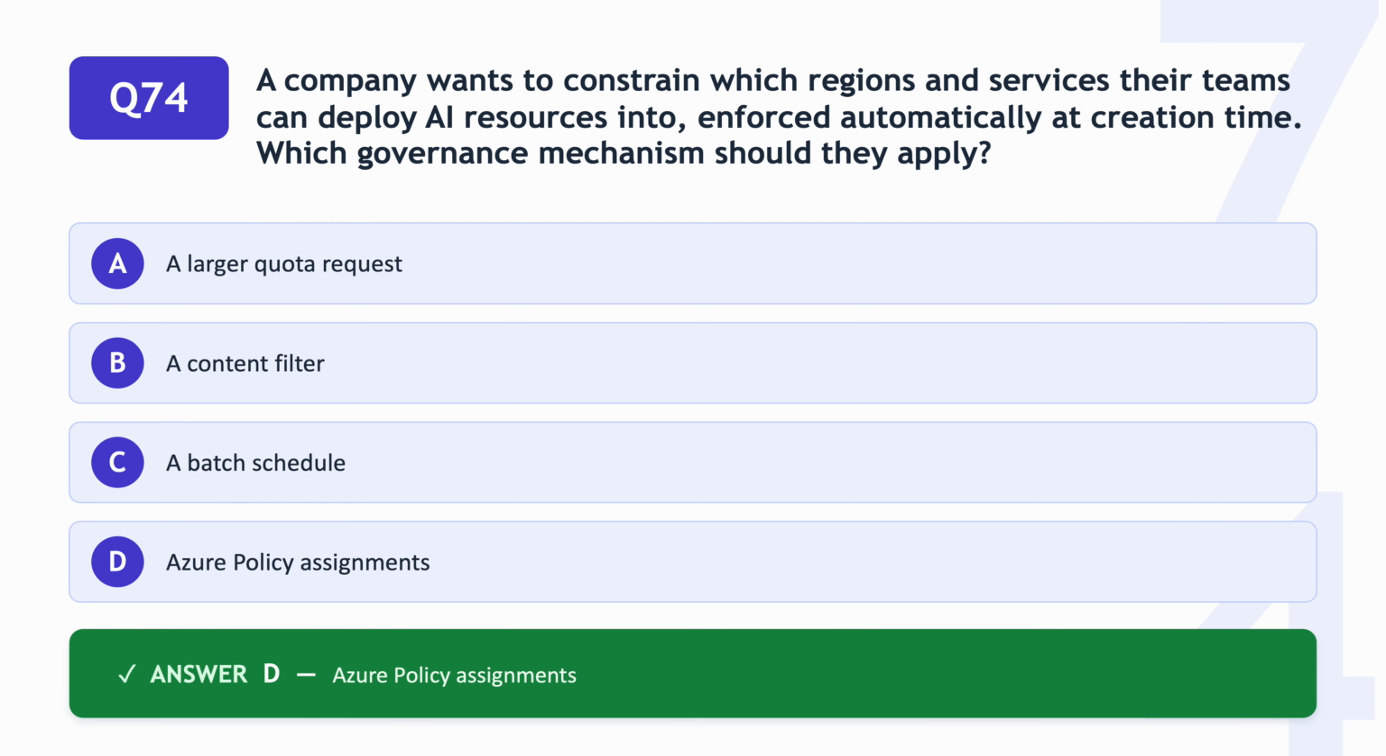Correct answer, D. Azure Policy assignments. Why D is correct? The requirement is to restrict which regions can be used and which services and resource types can be deployed. Enforcement happens automatically at creation time. This is governance and compliance control. Azure Policy is specifically designed to enforce organizational rules across Azure resources. Policies can allow or deny specific Azure regions, restrict resource types, require specific configurations, enforce tagging standards, and block non-compliant deployments before they're created.